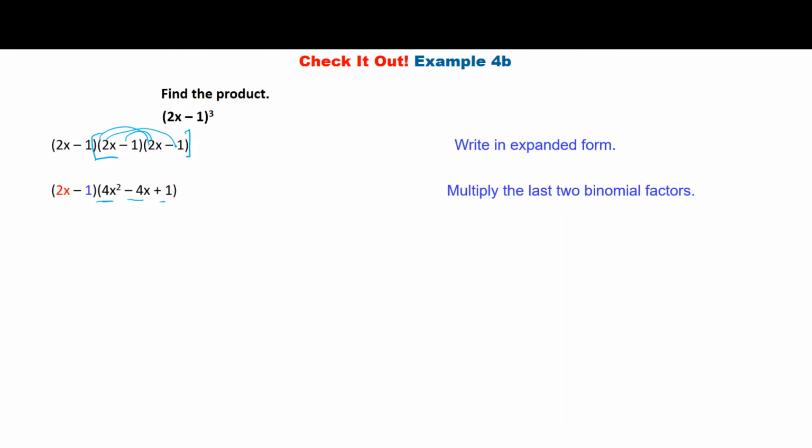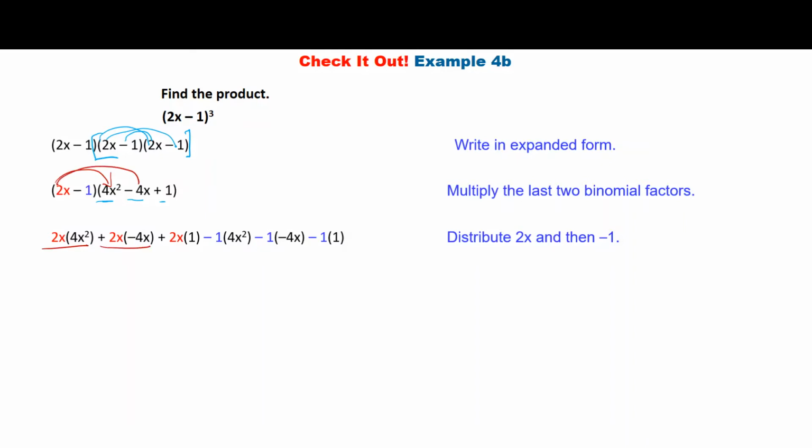And now all we have to do is go ahead and distribute. First, we're going to distribute our 2x. And so 2x times 4x squared, 2x times negative 4x, and then, oh, I'm sorry, I forgot my 2x times 1. 2x times 1, there it is. Okay, and then we'll distribute our negative 1. Negative 1 times 4x squared, negative 1 times 4x, right here, and then negative 1 times positive 1 is right here.